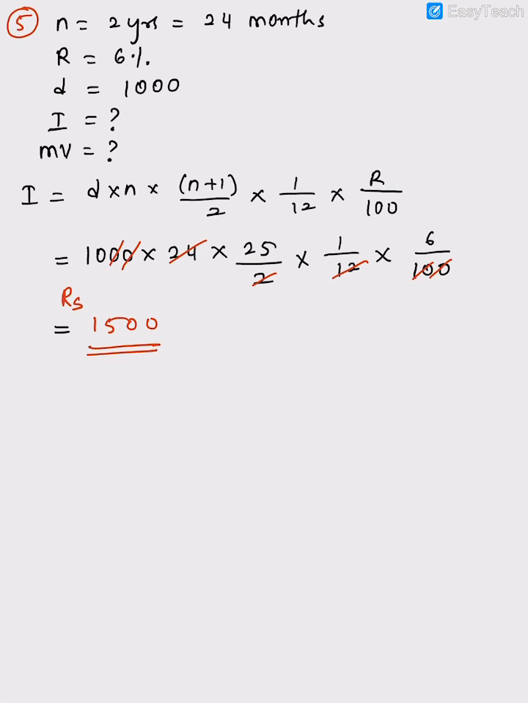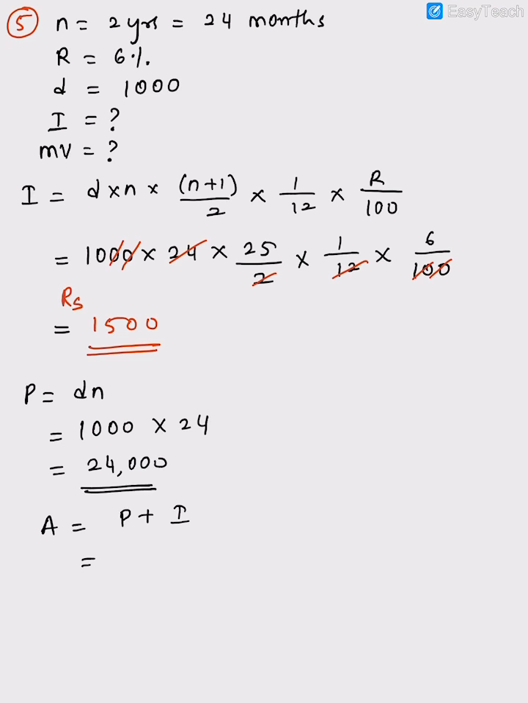Remember, everywhere you're supposed to write rupees. I'm just not writing it over here in some of the problems, but you must write rupees every time in the exams. Now, the next part is to find the principal. How do you find the principal? Use the formula D into n. What's the monthly deposit? 1000 rupees. What are the number of months? 24. What is 24 into 1000? 24,000. That's your principal.